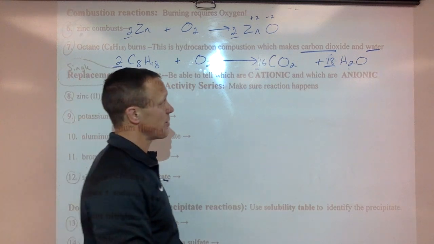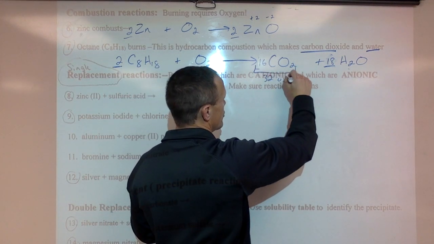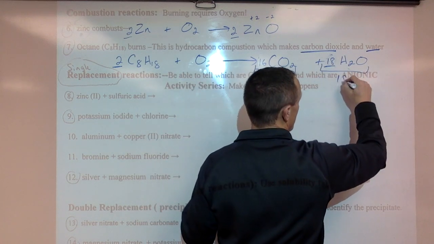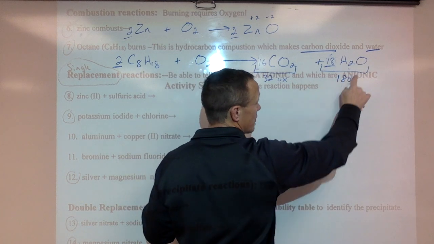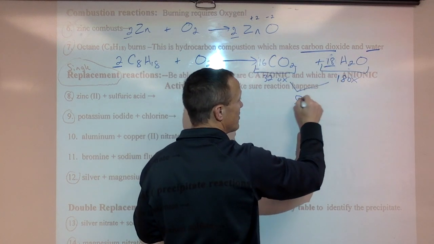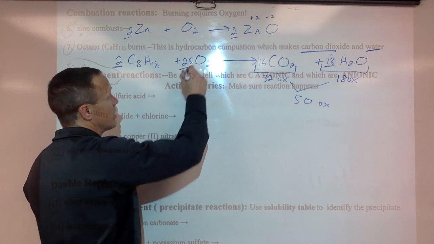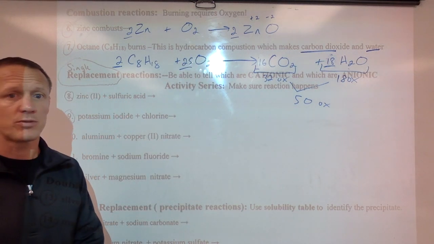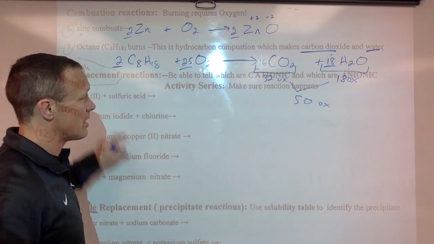Now we got to add up our oxygens on the right side. So right here there are 32 oxygens. Right here there are 18 oxygens. 16 times 2 for 32, 18 times 1 for 18. That's a total of 50 oxygens on this side. So we need a 25 in there for oxygens. Pretty big number.